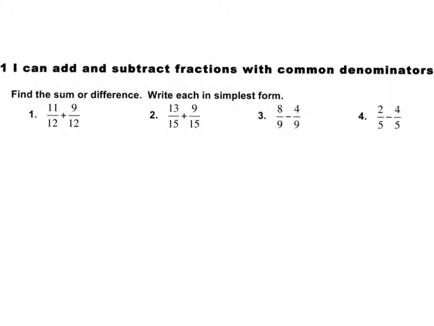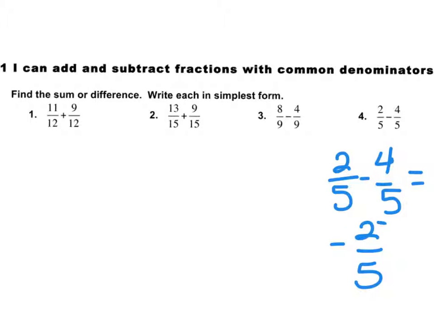And for our next one, I've got 2/5 minus 4/5. Now, we need to remember our integer rules. If I have 2 minus 4, it's like 2 plus a negative 4. So I'm going to end up with a negative answer, and that's going to give me a negative 2 all over 5 for my answer.